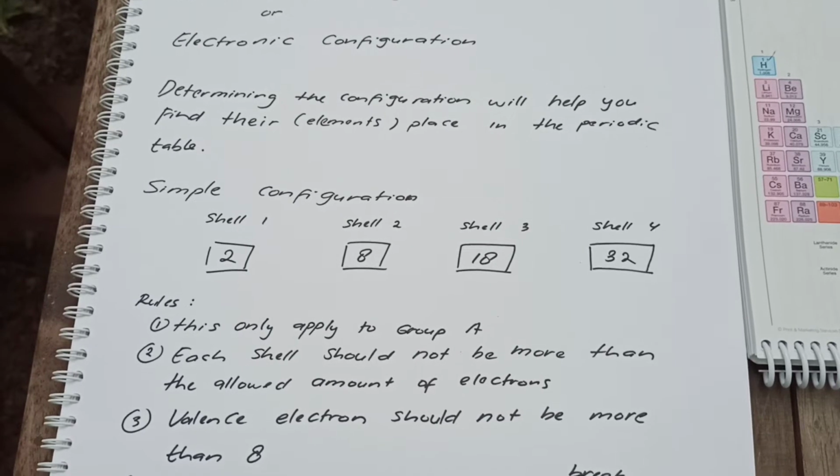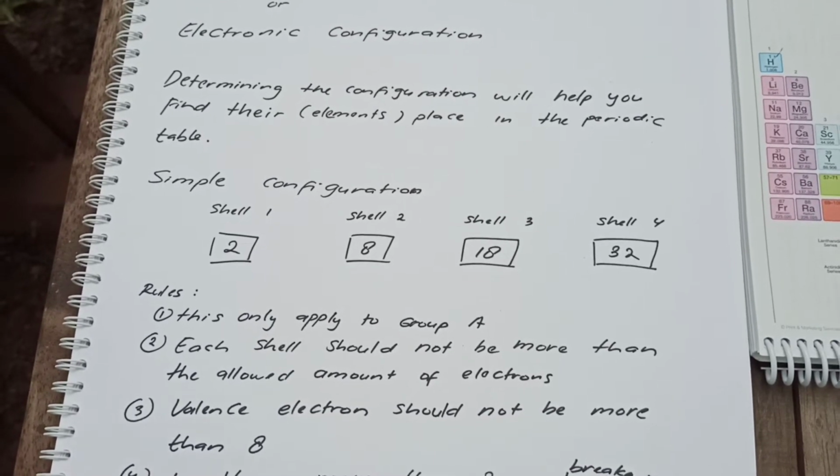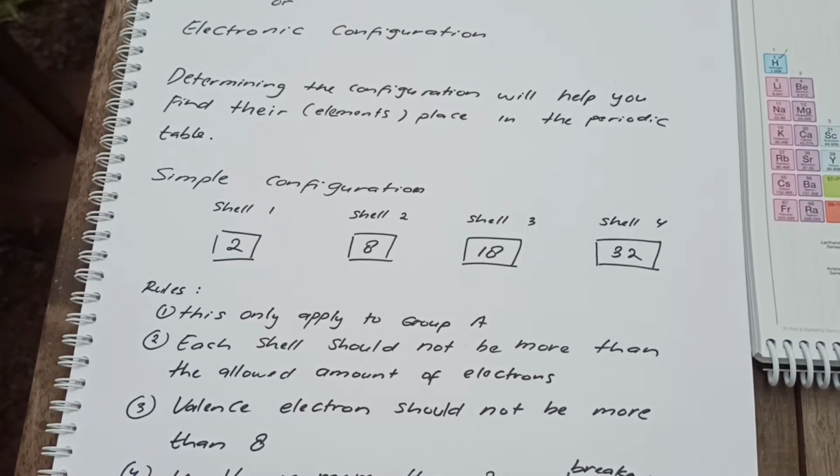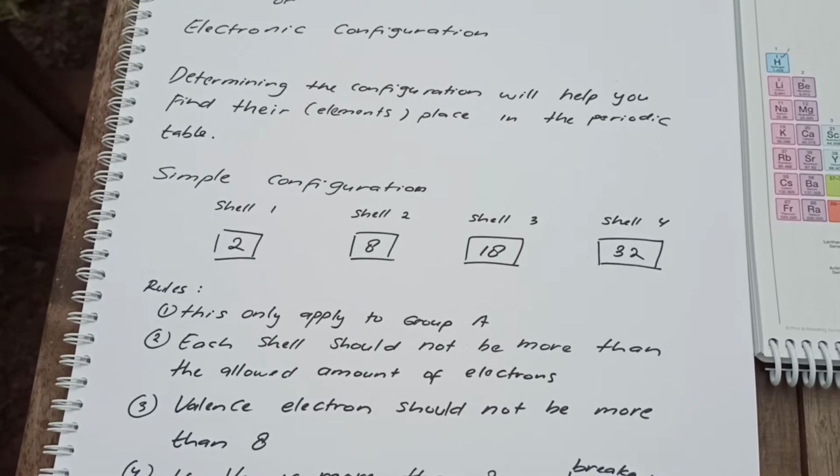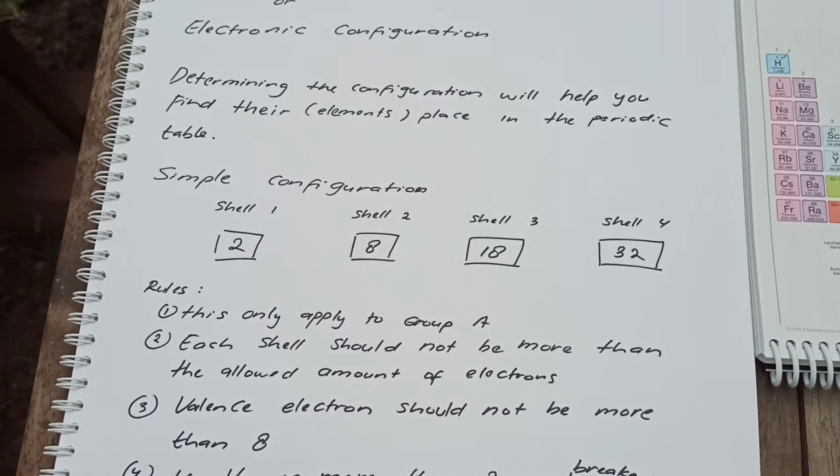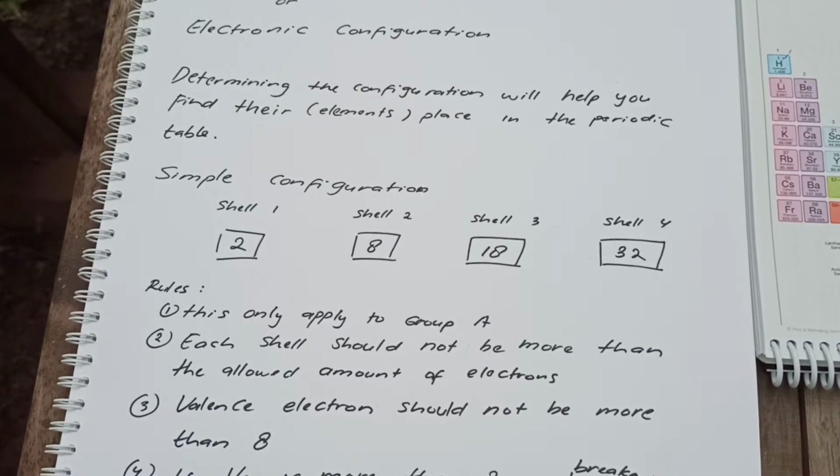For today, we are going to learn about atomic configuration, atomic structure or electronic configuration. So probably some of you already had this lesson in grade 7, but maybe most of you haven't got it. So I'll create this video so that you can understand the topic easier.